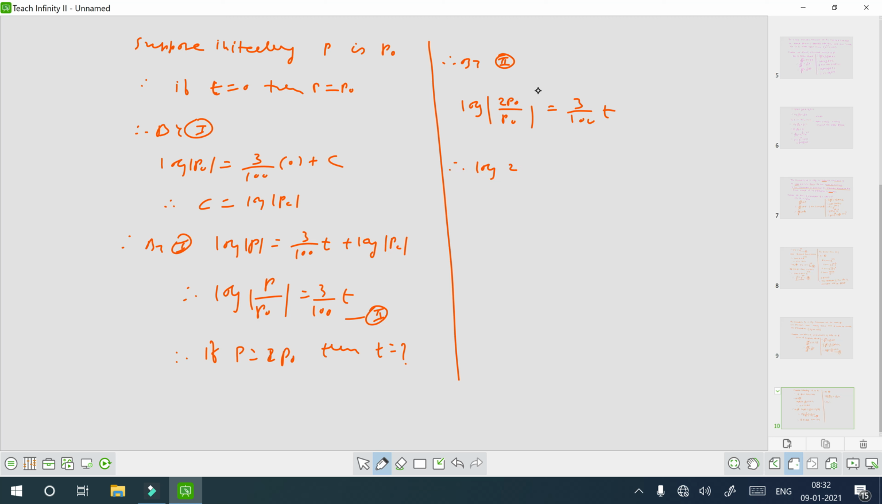So what we get? Log 2 base E is equal to 3 by 100 T. So 100 by 3 log 2 base E is equal to T. 100 by 3 into 0.6931 is equal to T. If we calculate it, then what we get? You can check in the calculator, that comes out 23.103. So nearly equal to 23 years.